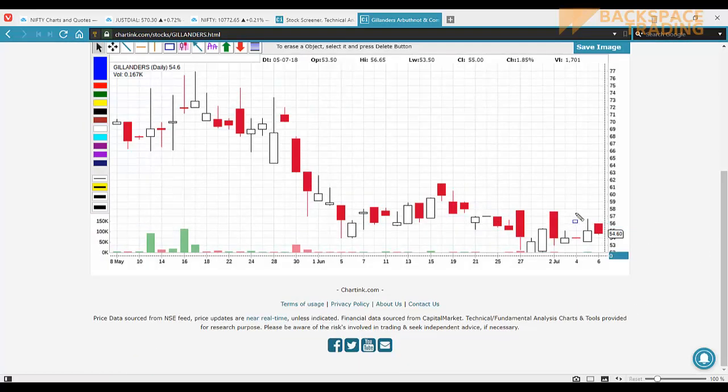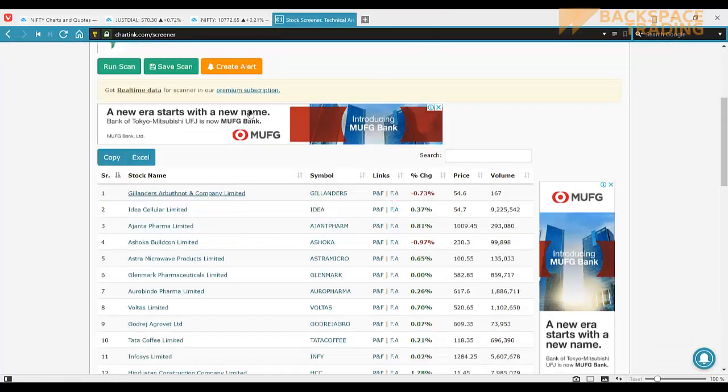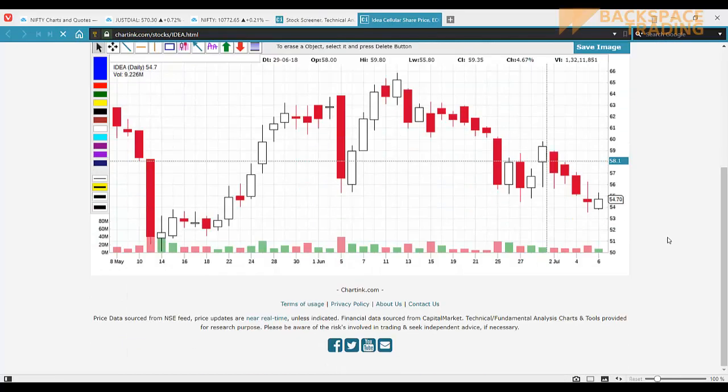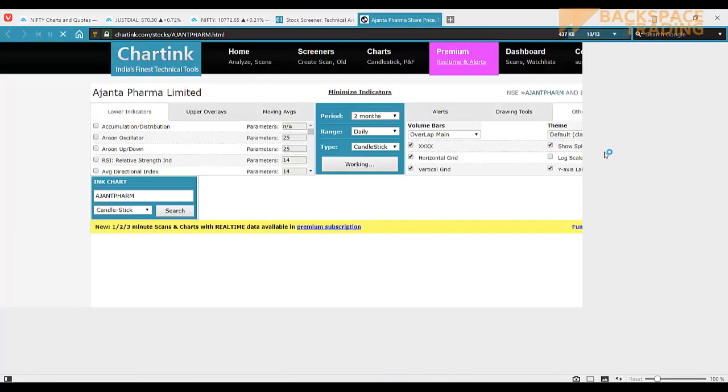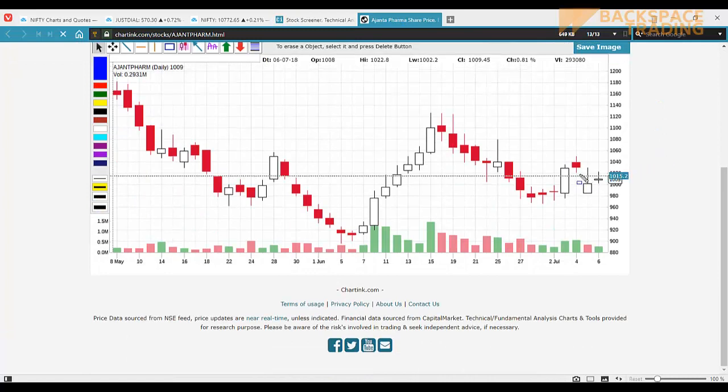So my criteria for the 3 bar pattern is met over here. That is good. Let me check Idea Cellular. Low, low, low, inside bar. So it is meeting. Good one. So my scanning so far is good. Low, low, low, inside bar at the 3 bar candle, right?